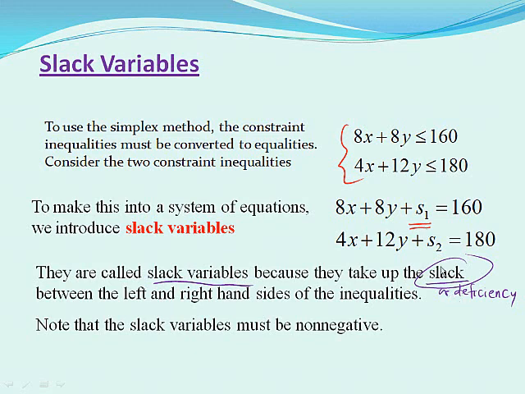Slack is the same as the deficiency. The second inequality is converted to an equation using the slack variable s2: 4x plus 12y plus s2 equal to 180. Note that the slack variables must be non-negative and we cannot use the same variables as in the original problem.